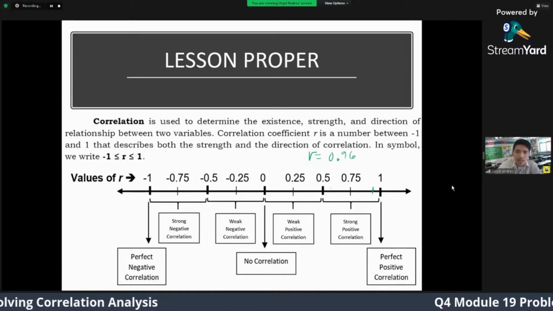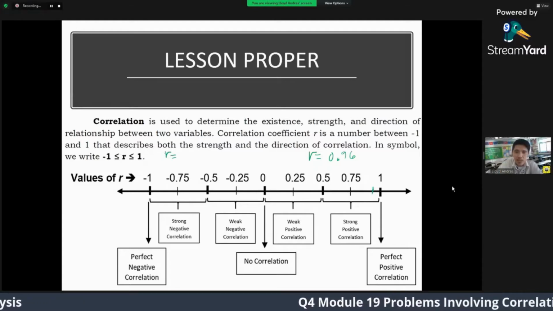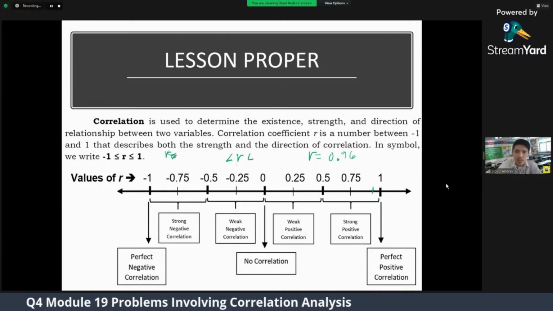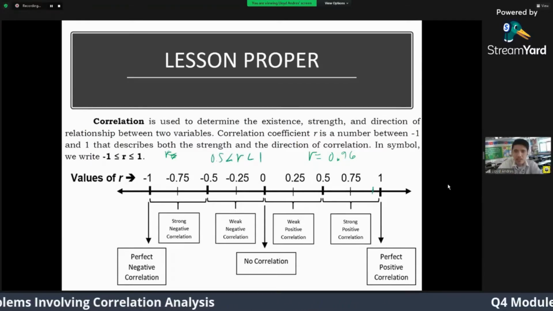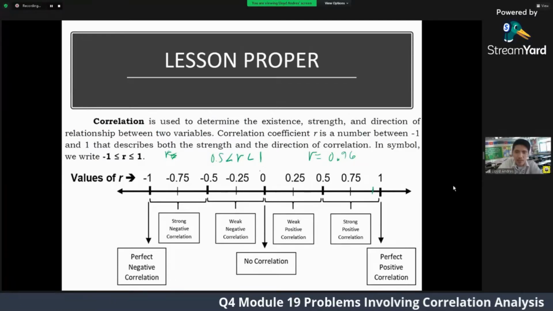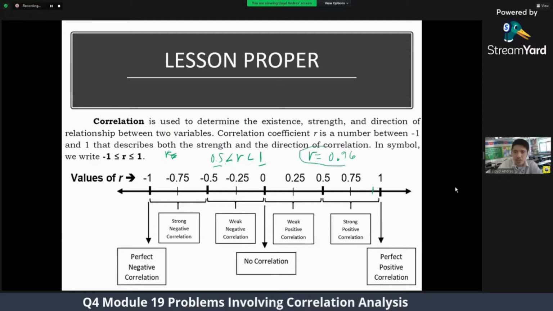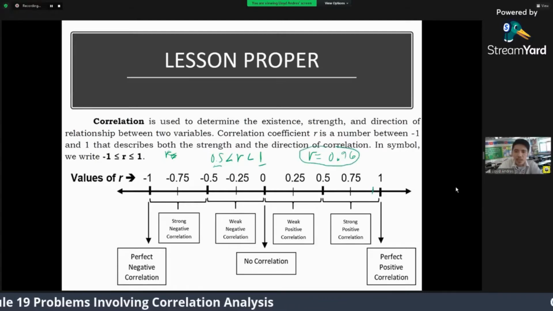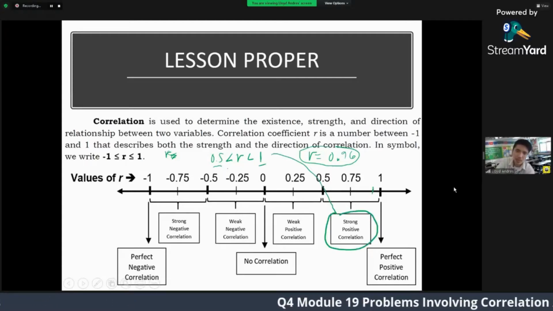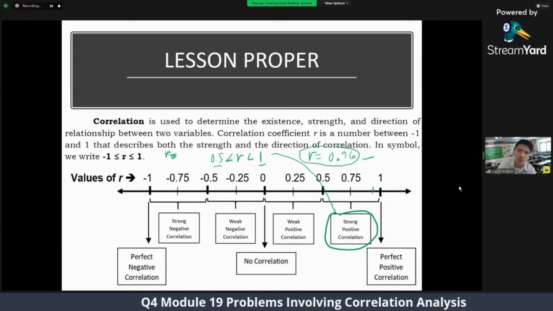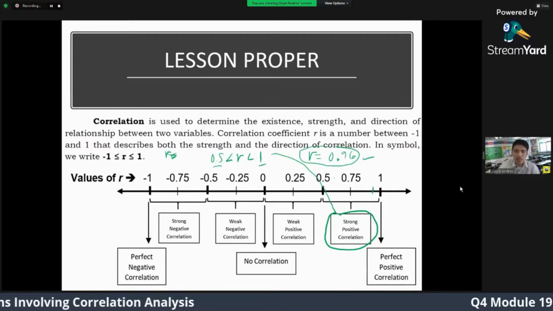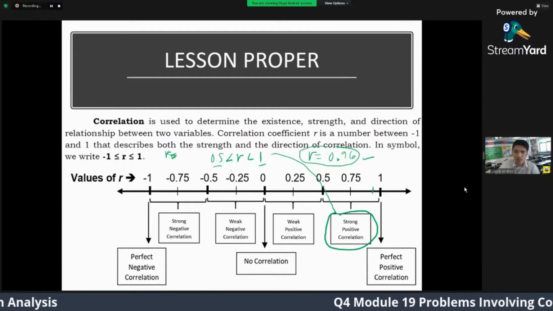If your R is between 0.5 to 1, between ha, meaning less than 1 pero sobra kay 0.5. Same with this one, 0.96 is between 0.5 to 1. Then we can say that your correlation has a strong positive correlation. Nganong positive? Because positive ang value. Nganong strong? Because again, ang value niya is between 0.5 to 1. Strong ang imuhang correlation.